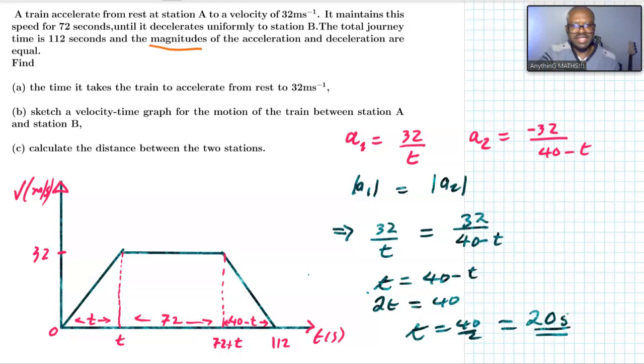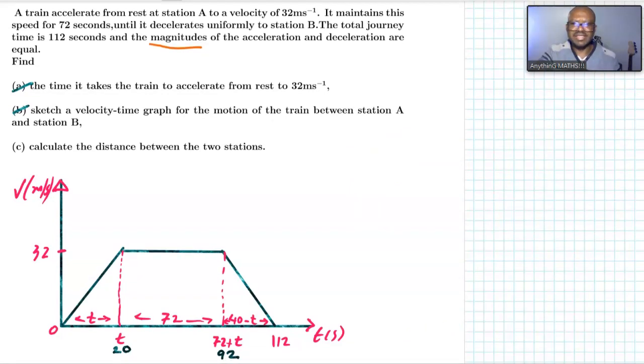The beauty of using this particular method is that now you can answer the B portion. We've answered the first one. You can answer the B portion because the B says sketch the velocity time graph of the train between the... Here, instead of writing t, you're going to write 20. And instead of writing 72 plus t, we add the 20 to it, and we get 92. So this also answers the second part of the question. We're going to do the C part of the question.